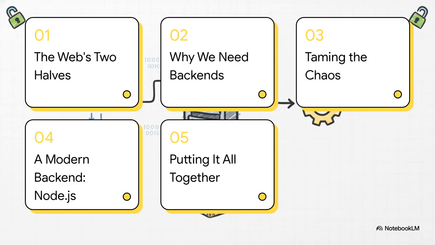So here's the plan. First, we're going to split the web into its two fundamental halves. Then, we'll dig into why backends are so absolutely critical and how developers managed to tame the chaos of the early internet. After that, we'll take a look at a modern tool called Node.js. And then finally, we'll put all the pieces together.